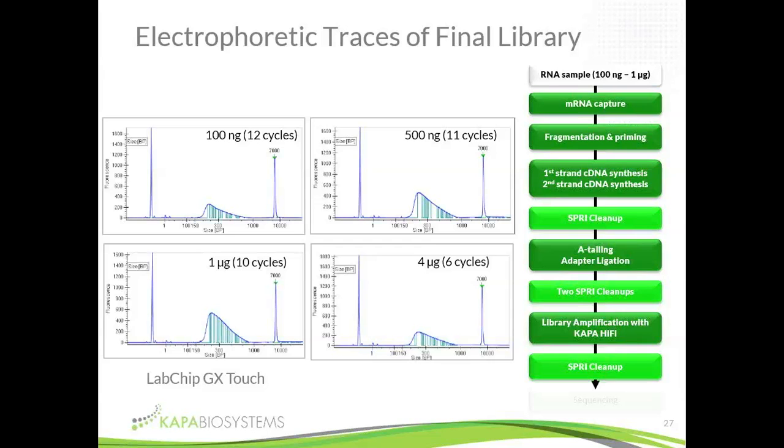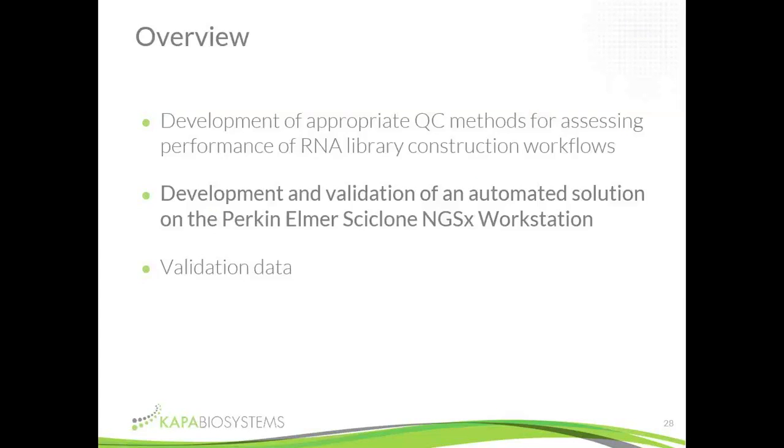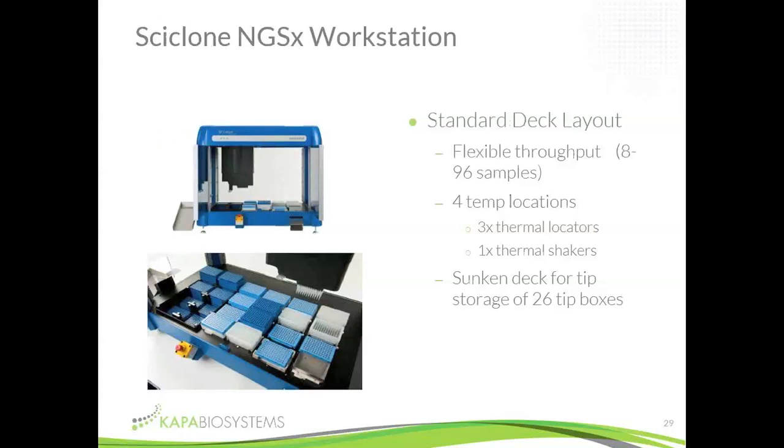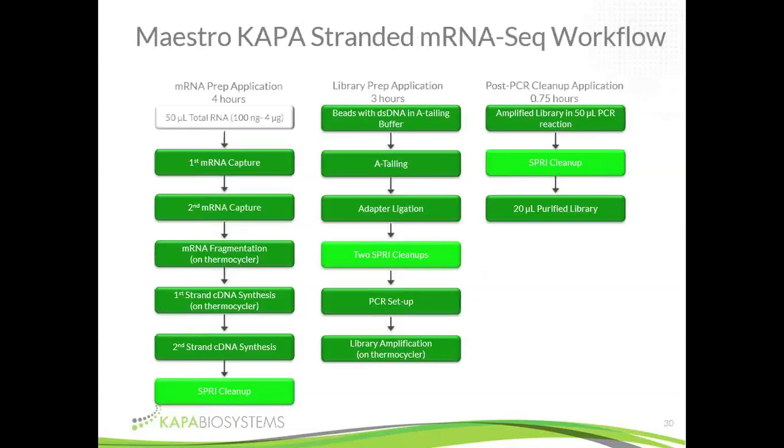The Sciclone GFX Workstation offers a standard deck layout. It offers a flexible throughput, allowing for 8 to 96 samples to be run at once. There are 4 temperature locations, 3 of which allow for only temperature changes, 1 of which also has the ability to shake during incubations. Lastly, the sunken deck allows for tip storage of 26 tip boxes, minimizing user intervention.